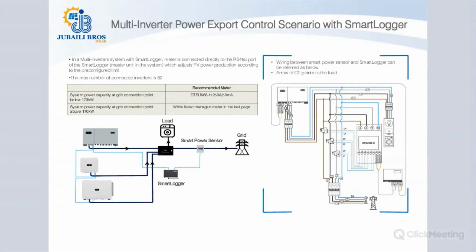So for systems below 170 kilowatt, which is reflecting 250 amps of current, we can use the DTSU666H 250 amps over 50 milliamps from Huawei. For bigger systems with higher input current range, we can use the third-party approved power meters by Huawei.